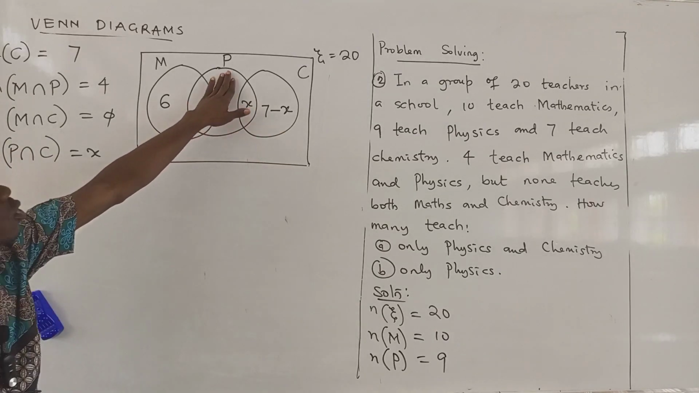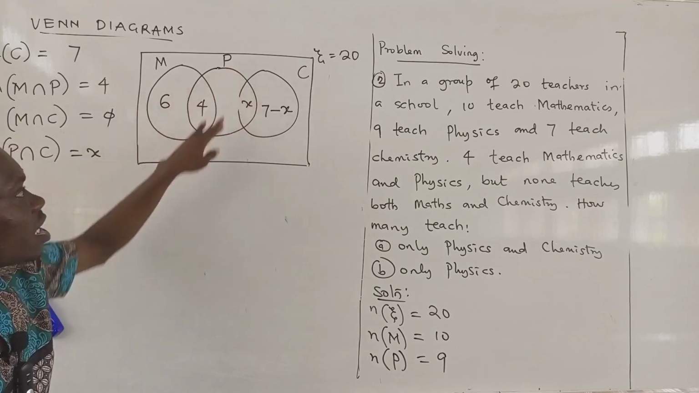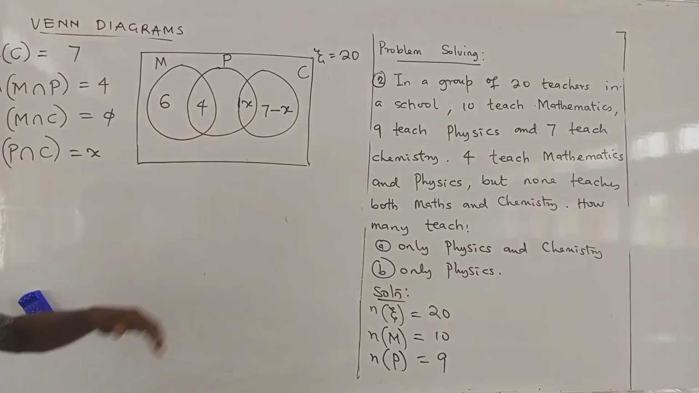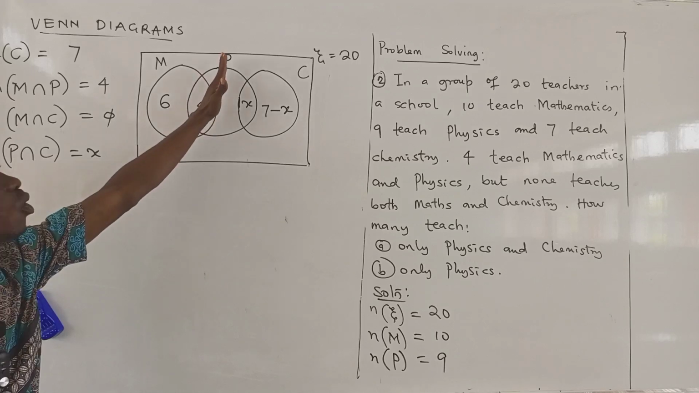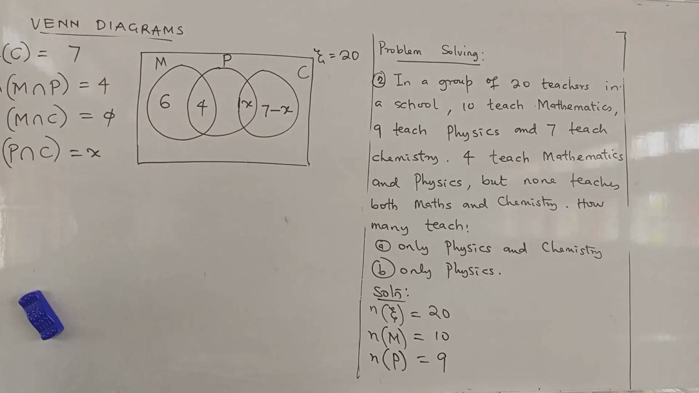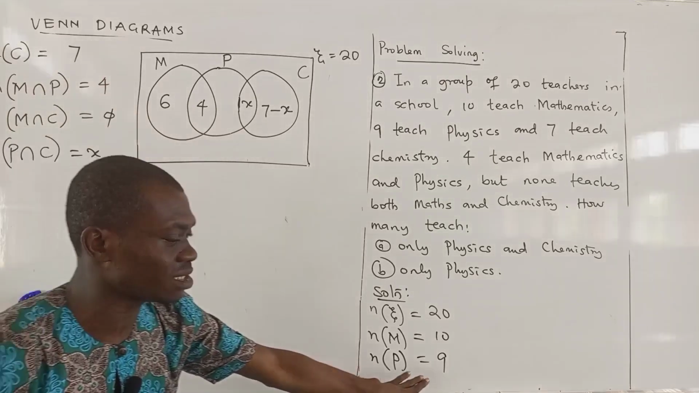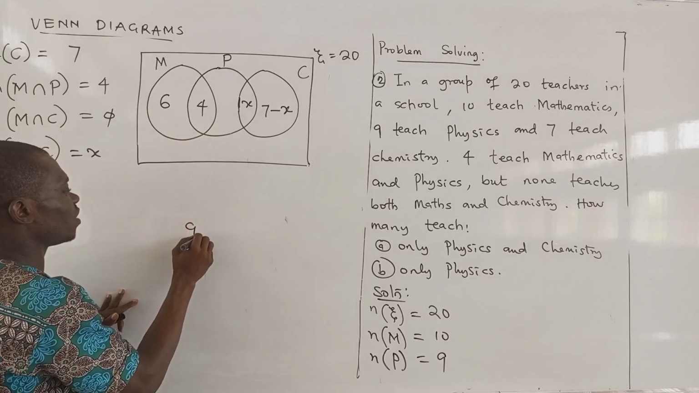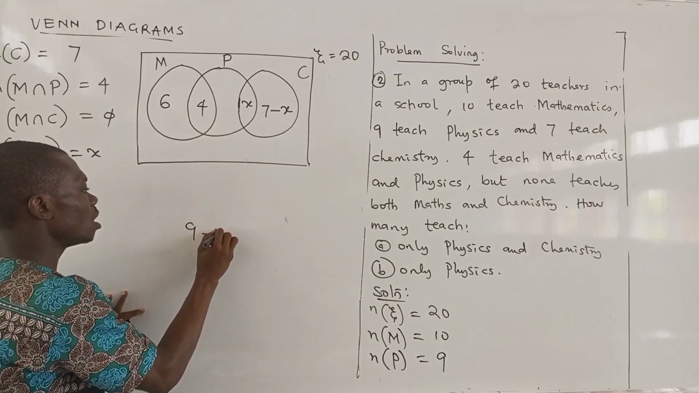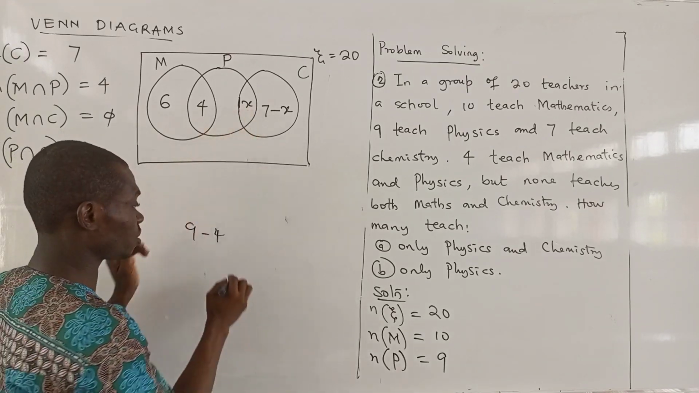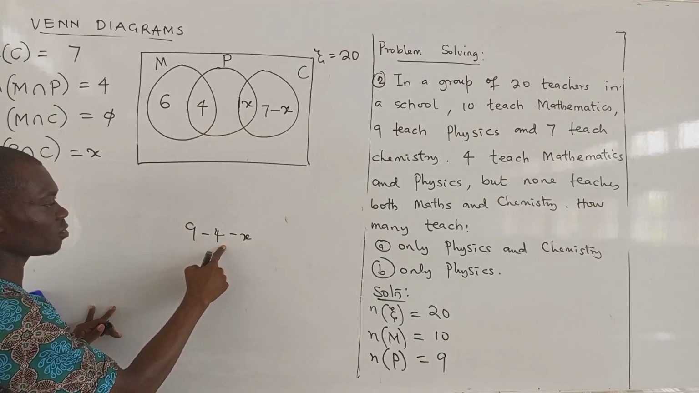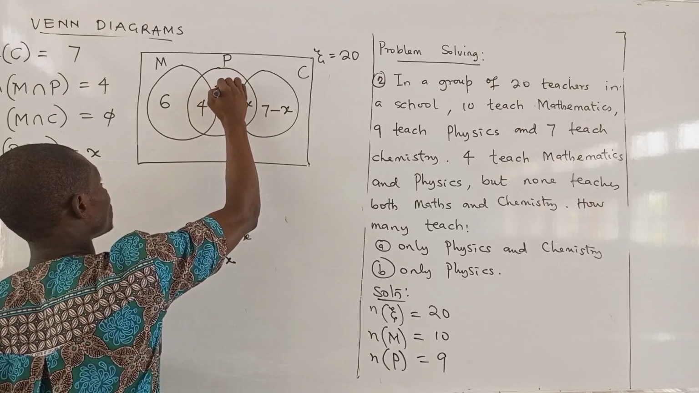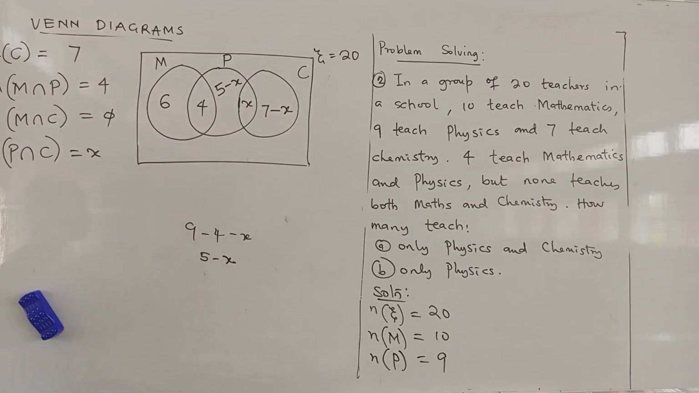And so what is now going to be here? That means the number of teachers that are teaching only physics. The ones that are not teaching maths or chemistry are teaching only physics. And what are we going to have there? Remember, the number of teachers handling physics is 9. So if I remove the intersection of physics with maths, which is 4, I'm going to have 9 minus 4, then minus the intersection between physics and chemistry, which is x. 9 minus 4 is 5, so I'm going to have 5 minus x as the value that will be left here. 5 minus x, and we are done.